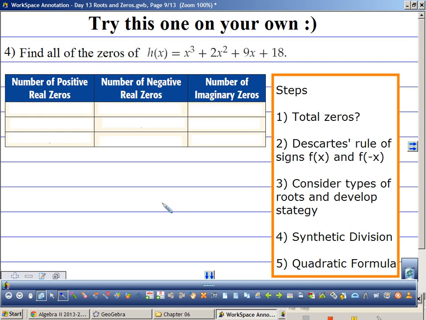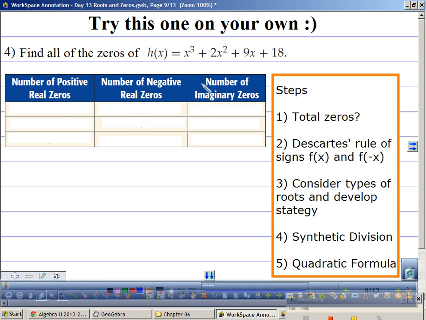Try this one. Can you guys do it on your own? This part of it at least, the table? Okay, try the table on your own. I'll do it quietly as you guys are doing it, yes?